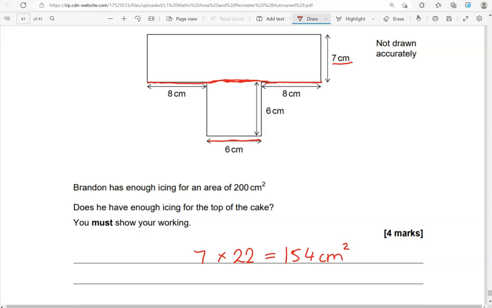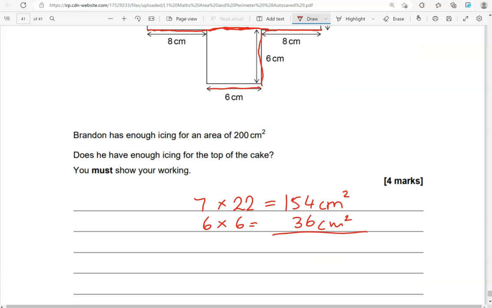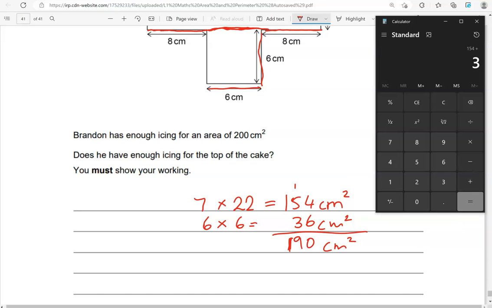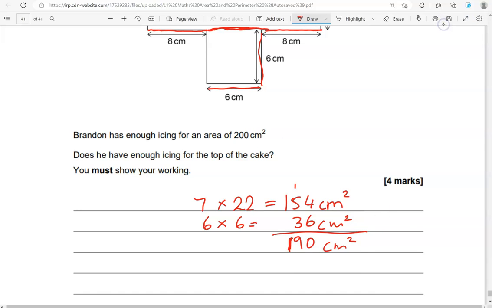And we've got this square here now as well, which measures 6 by 6, and that is 36 centimeters squared. 4 and 6 is 10, so 0 down, 1 carried over. 5 and 3 is 8, and the 1 is 9. So 190 centimeters squared. You can double check with your calculator. So that is 190.